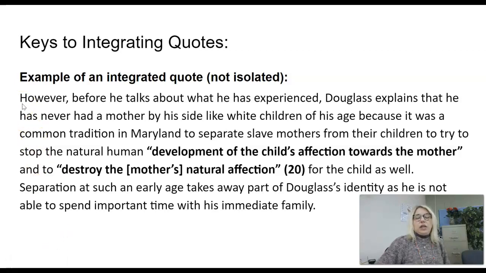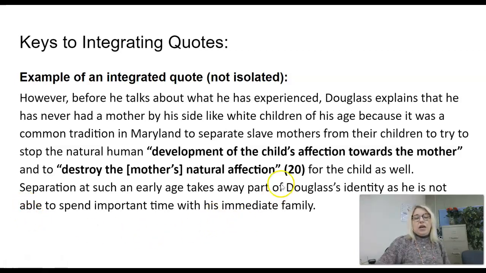Before he talks about what he has experienced, Douglas explains that he has never had a mother by his side like white children of his age, because it was a common tradition in Maryland to separate slave mothers from their children to try to stop the natural human development of the child's affection towards the mother, and to destroy the mother's natural affection for the child as well. Separation at such an early age takes away a part of Douglas's identity, as he is not able to spend important time with his immediate family.